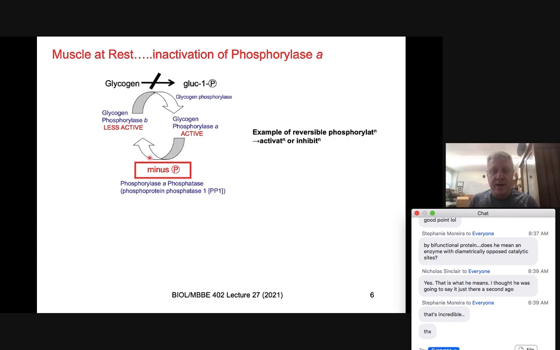So again, phosphorylation plays a key example of reversible activation or inactivation. So again, just a simple example of what we know in regards to allosteric modulation. Because when you add that phosphate group on, think about what you're adding to the structure.